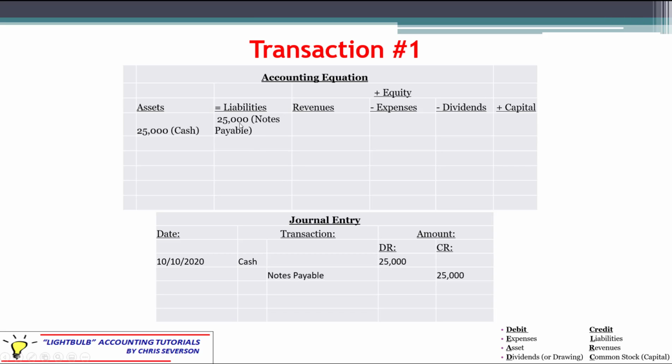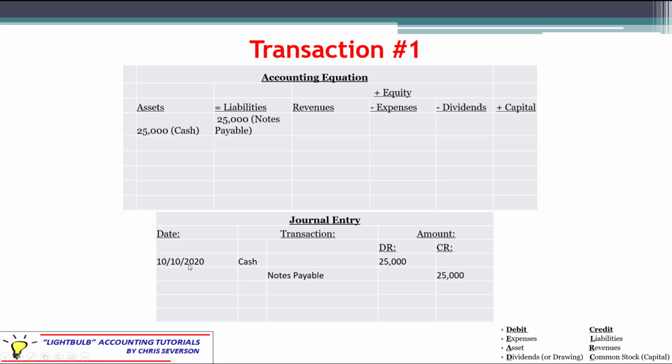Notes payable we also want to increase. So notice both of these things we're going to increase. Notes payable, which is a liability, is over under the credit category; the liabilities are credit accounts. So you increase them with a credit. So we're crediting notes payable for $25,000. Our accounts are in balance. We have a debit and a credit of $25,000. So we're good to go.